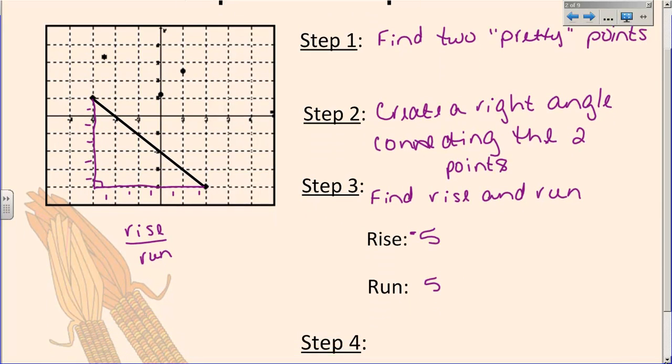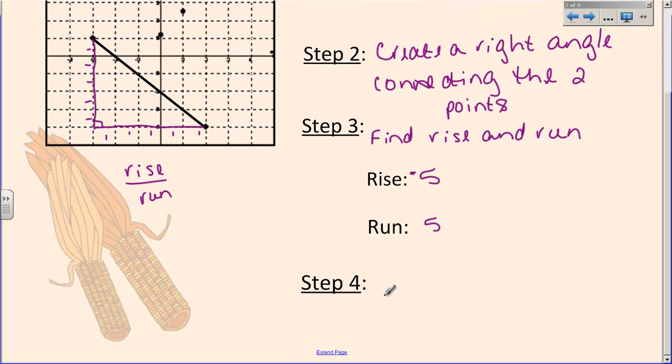That makes my slope, which is the rise over the run. Step number 4, we are going to write the rise over the run, because that's what slope is. It is a number, but it is a ratio that compares the rise to the run of a graph.